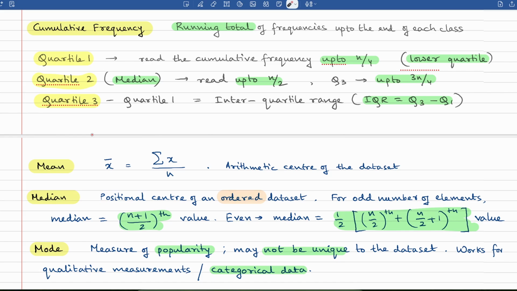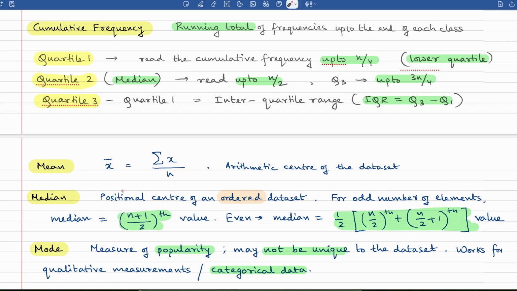Median is the positional measure, and it only works on ordered data, which means you have to sort the data before calculating the median. For an odd number of elements, the median is the (n+1)/2th value. So at the (n+1)/2th value, if you stand there, the number of elements in front of you should be equal to the number of elements behind you.